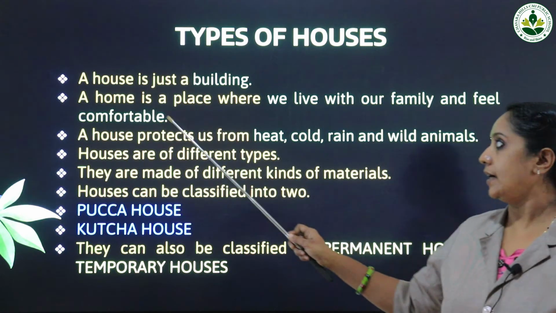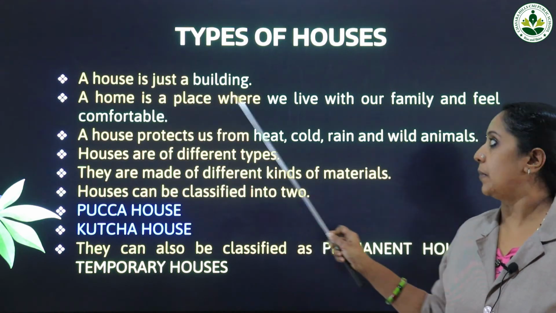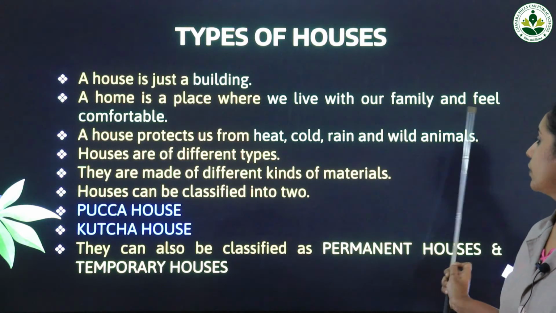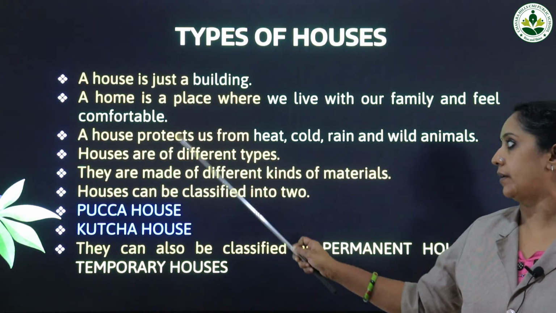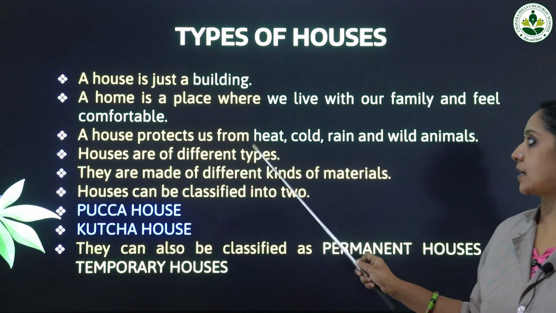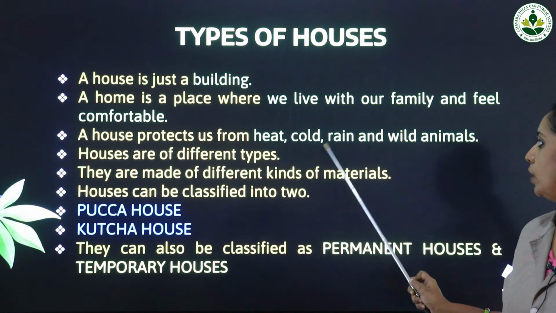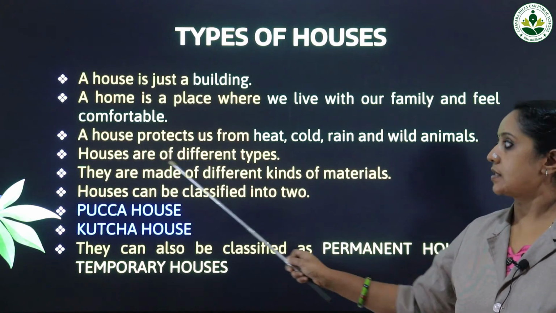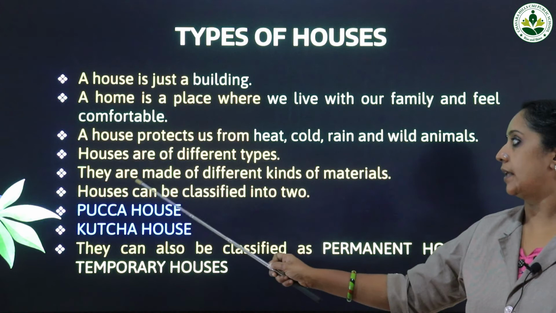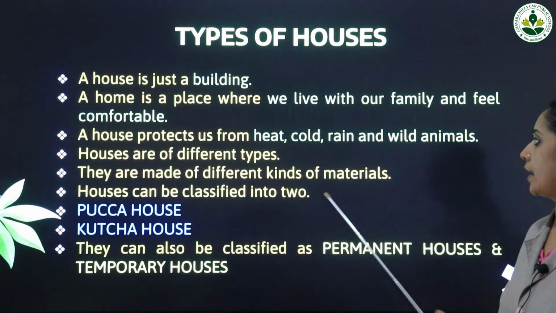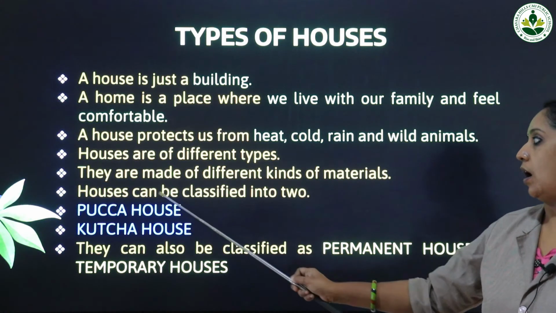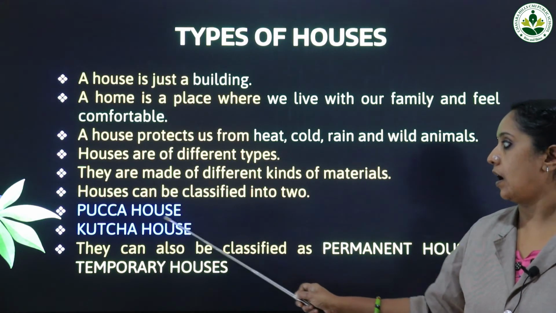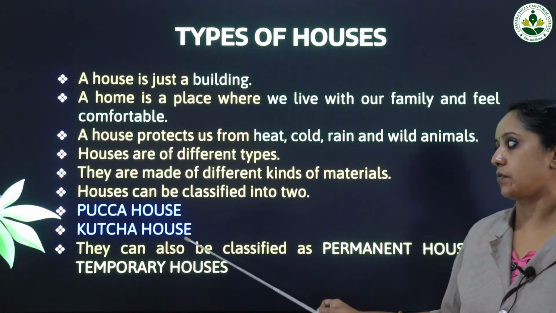So have a look on the slide. A house is just a building. A home is a place where we live with our family and feel comfortable. A house protects us from heat, cold, rain and wild animals. Houses are of different types. They are made of different kinds of materials. Houses can be classified into two: Pakka house and Kacha house.